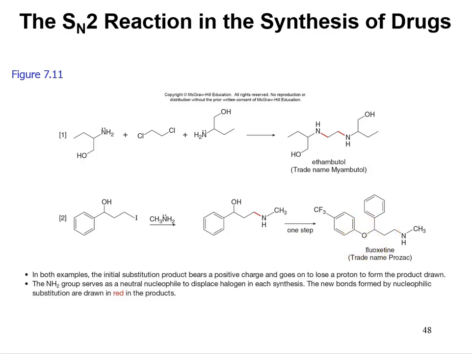Now don't memorize these two reactions. They're just to show some real-life usage of the SN2 reaction. Well, that ends this part of the lecture. In the next part, we'll look at the SN1 reaction.